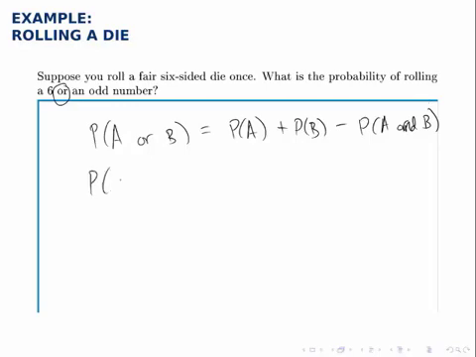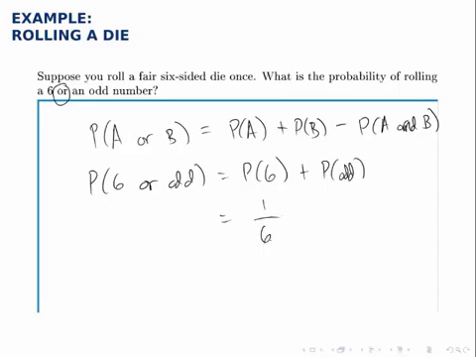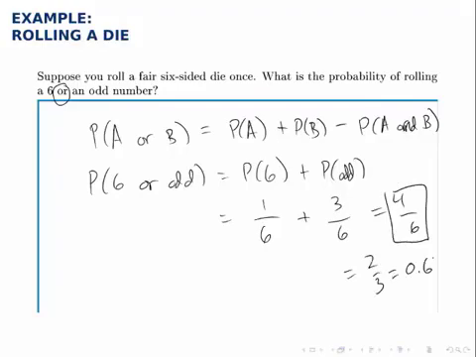So in this case, the probability of rolling a 6 or an odd number is just equal to the probability of rolling a 6 plus the probability of rolling an odd number, because there's no overlap, so that doesn't affect the calculation. The probability of rolling a 6, well, there's 1 six and 6 total numbers, so the probability of rolling a 6 is 1 out of 6. Rolling an odd, well, there's 3 odd numbers, 1, 3, and 5, and 6 total possibilities. Adding those up, we get 4 out of 6, or 2/3, or 0.67, or 67% if you like.